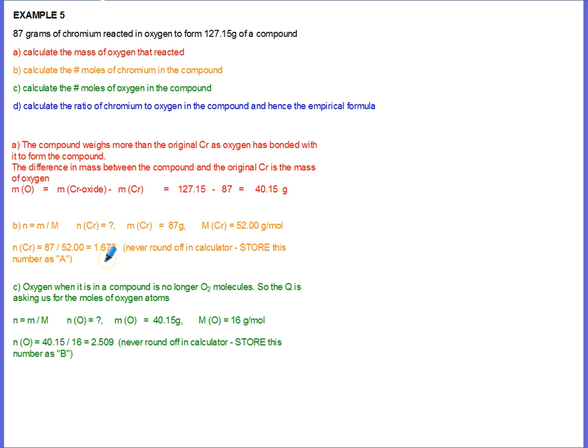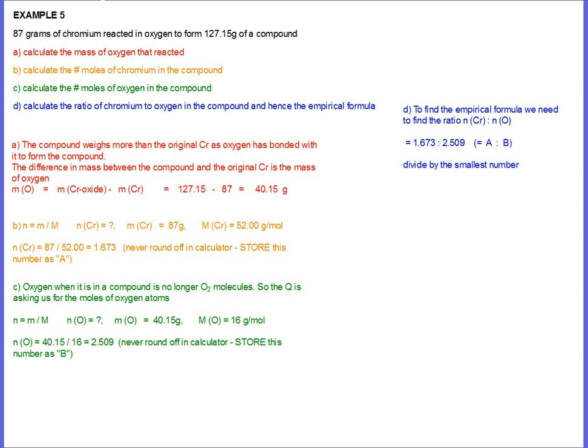So now we know the moles of chromium, and we know the moles of oxygen in this particular compound that we've made. Which leads us on to the empirical formula. Once again, the empirical formula is just the ratio of atoms. How many chromium atoms for how many oxygen atoms? Because moles is just a counting number of atoms, if we can find the mole ratio, moles of chromium to moles of oxygen, we know the atom ratio, and therefore we know the empirical formula. So what's that ratio going to be? It's going to be the moles of chromium, which is 1.673, to the moles of oxygen, 2.509, which was A to B in my calculator.